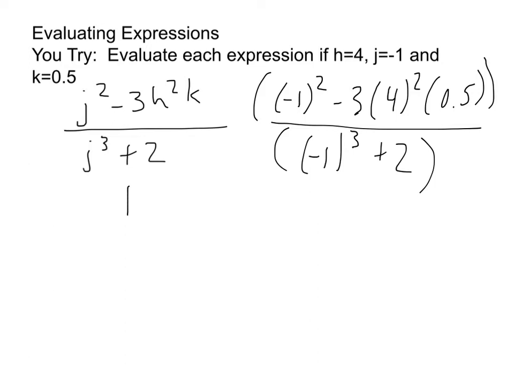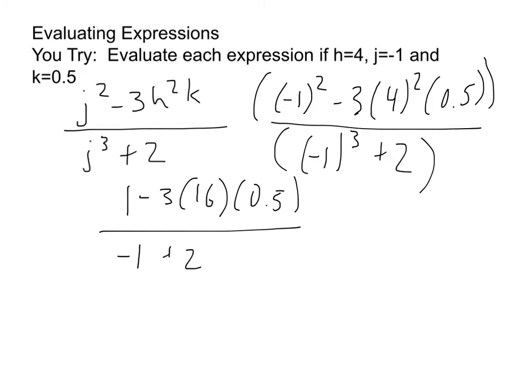Okay, 4 squared is 16, so I'm going to change that to 3 times 16. And then times 0.5, okay, all over negative 1 cubed is negative 1 times negative 1 times negative 1, which is negative 1 plus 2. Okay, I'm going to do the multiplication. 16 times 0.5. It doesn't matter with multiplication. You learned the property that just says order doesn't matter with multiplication. So 16 times 0.5, or half of 16, is 8. 3 times 8, so it'll be 1 minus 3 times 8 is 24. And then negative 1 plus 2 is 1, okay, which equals negative 23 over 1, which is just negative 23.